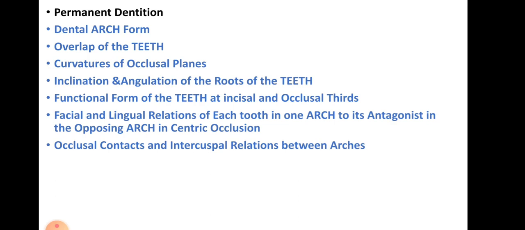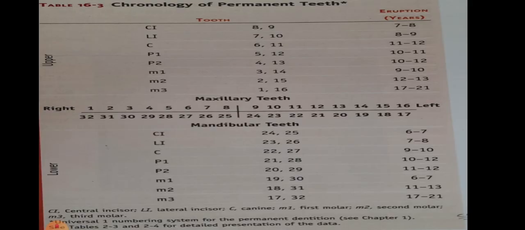You can see the table 16.13 showing the chronology of permanent teeth, that is the sequence of eruption of permanent teeth, in the upper jaw and in the lower jaw.